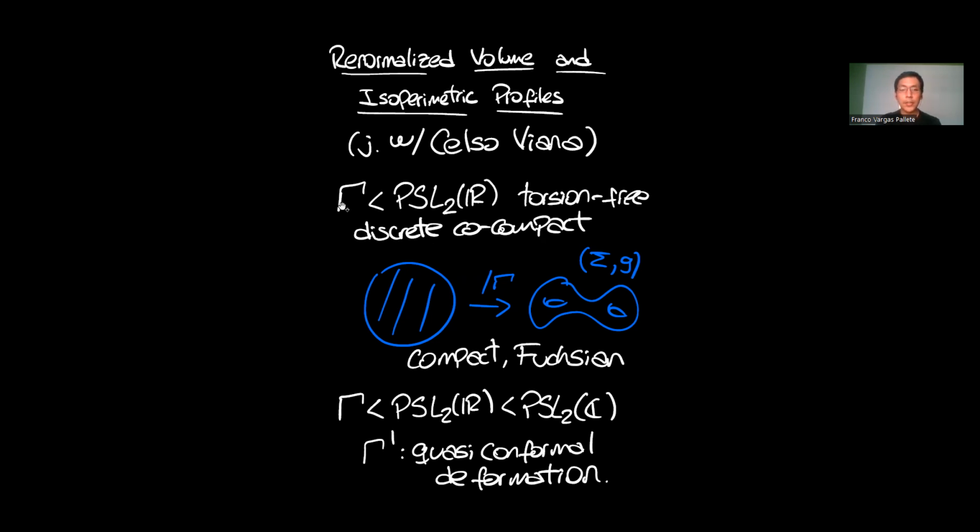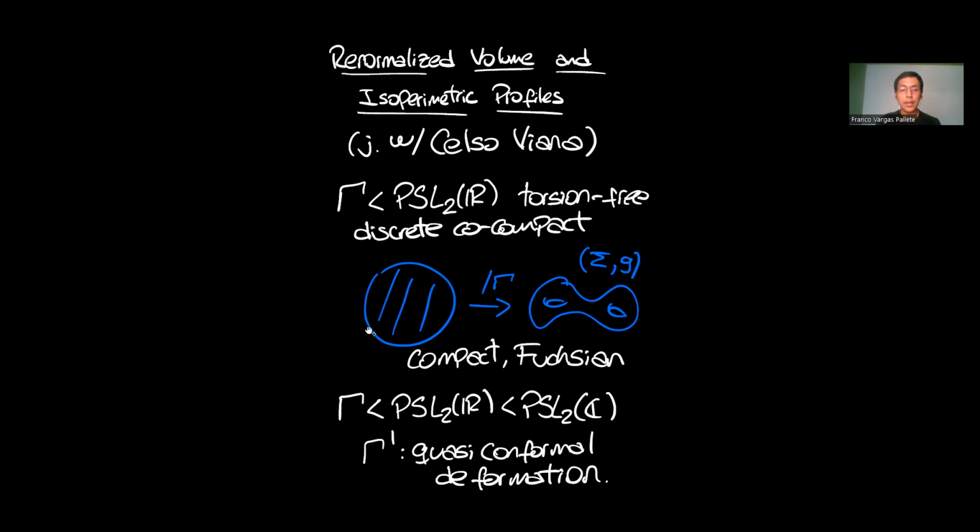Okay. So for starters, I'm going to be interested in some subgroups of PSL2R. These are 2 by 2 matrices with real coefficients, modulo sign. And what we want in this group is a torsion-free discrete cocompact subgroup. So what does all of this mean?